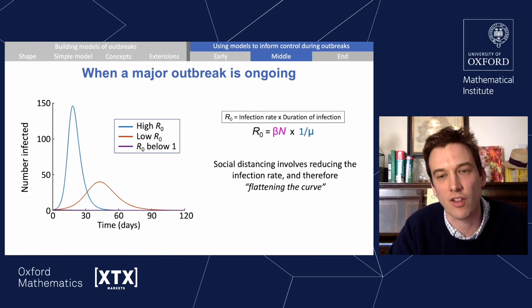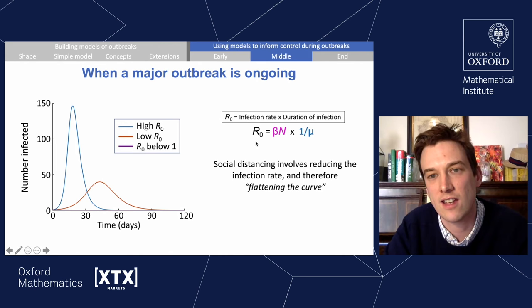Well, we can think about that in terms of social distancing. Social distancing involves reducing the rate at which we contact other individuals. If we reduce the rate at which we contact individuals, we reduce the overall infection rate, because everyone's having a lot fewer contacts, and so we're likely to pass the disease on to fewer people. And so if we reduce the infection rate, we reduce this parameter beta. And if we reduce this parameter beta, the knock-on effect is to reduce R0, because R0 depends on this parameter beta.